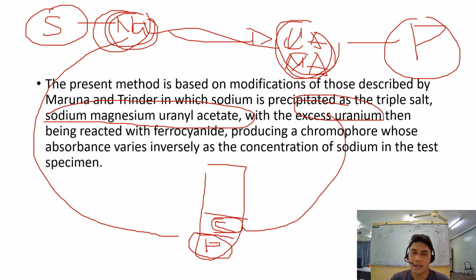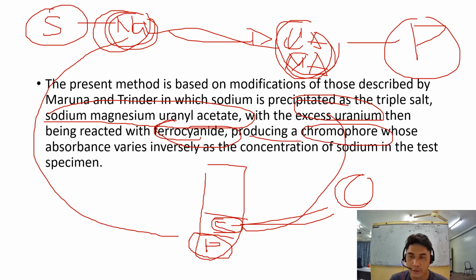This excess uranium, you mix it with a color reagent, or you use ferrocyanide. The uranium present in the supernatant will react with ferrocyanide to produce a color. Meaning if there is more free uranium present in the supernatant, the color development is more intense. So, let's give an example.